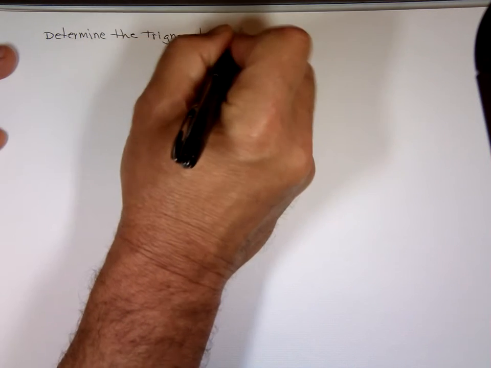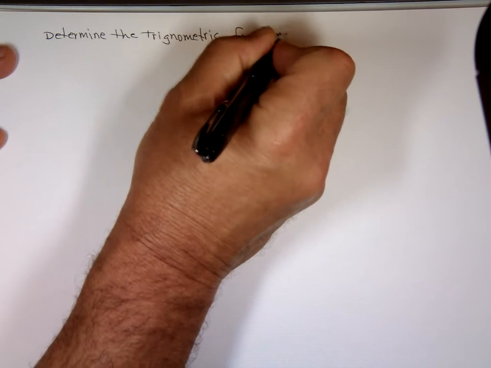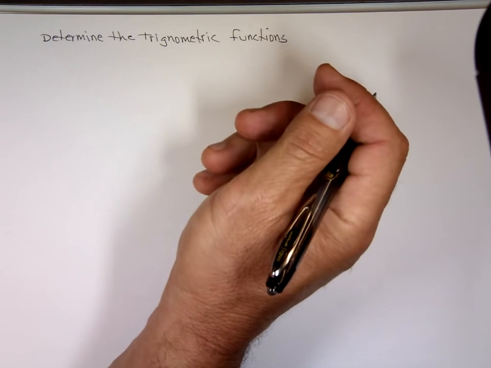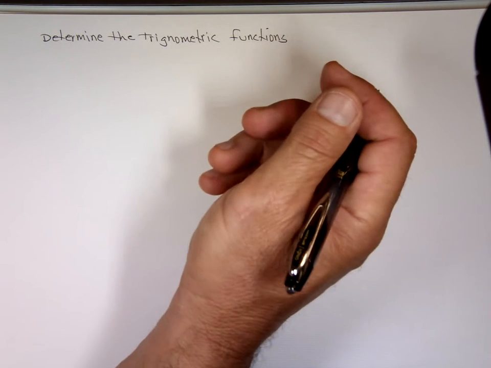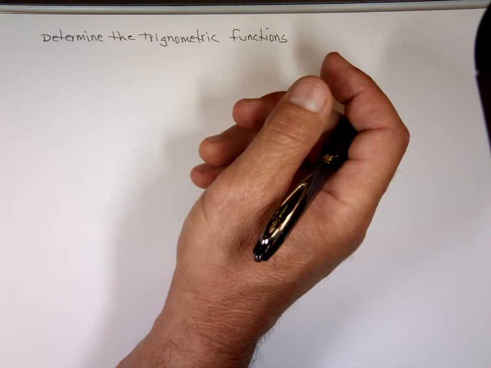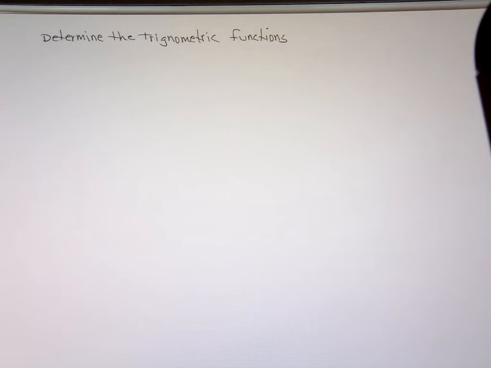Notice it doesn't say which function. Trig functions. What does that mean, the trig functions? It doesn't say sine, cosine, or tangent. What are they looking for then? All 6 of them. When they don't give you a specific one, you need to find all 6 of them.